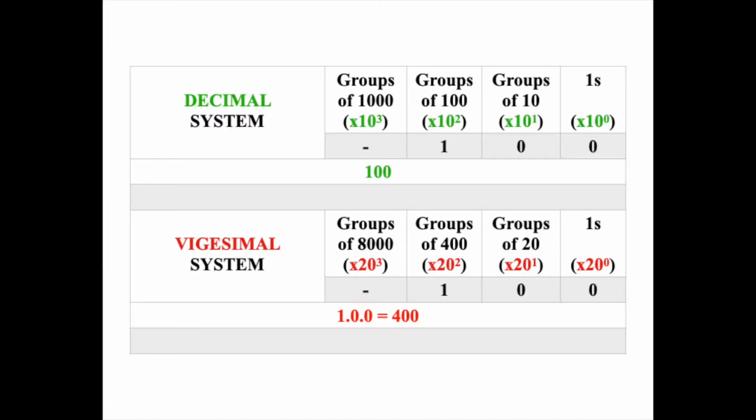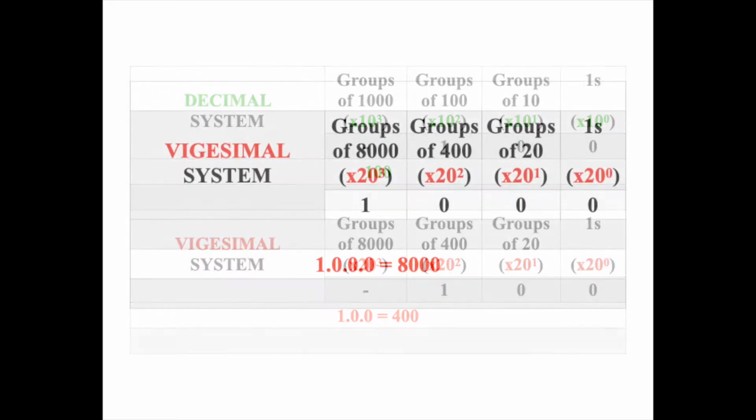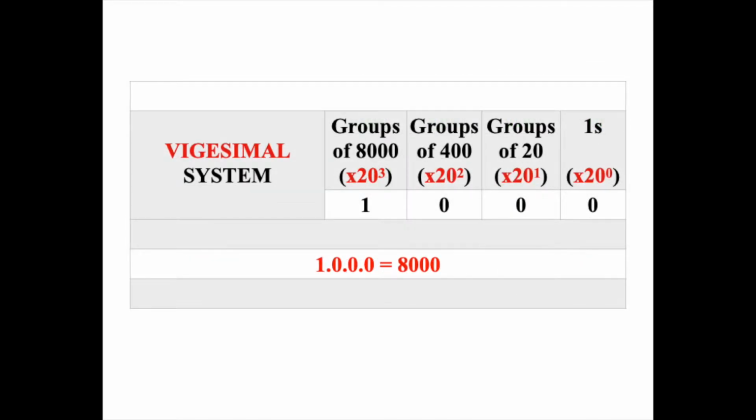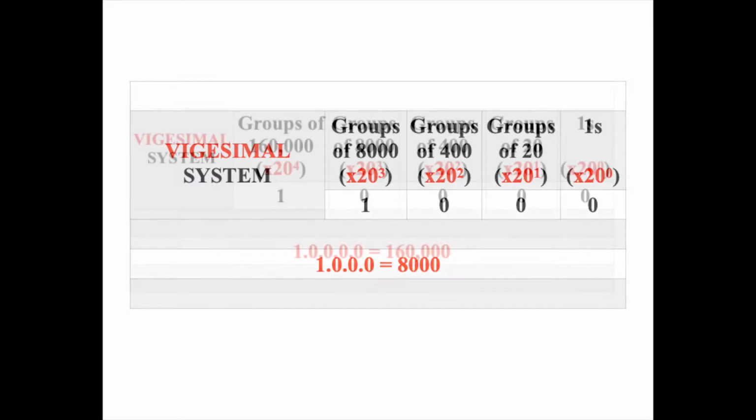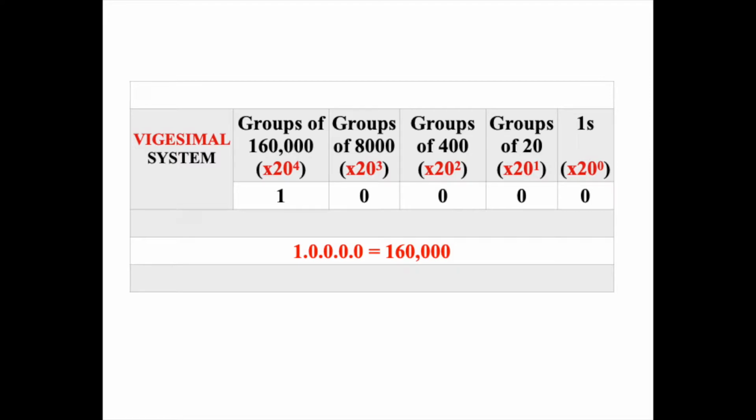When we add a third digit in decimal notation, it represents 10 groups of 10, or 100. When we add a third digit in Vigesimal notation, it represents 20 groups of 20, or 400. Another column would signify 20 groups of 400, or 20 to the power of 3, meaning 8,000. The next digit would correspond to 20 to the power of 4, groups of 160,000.